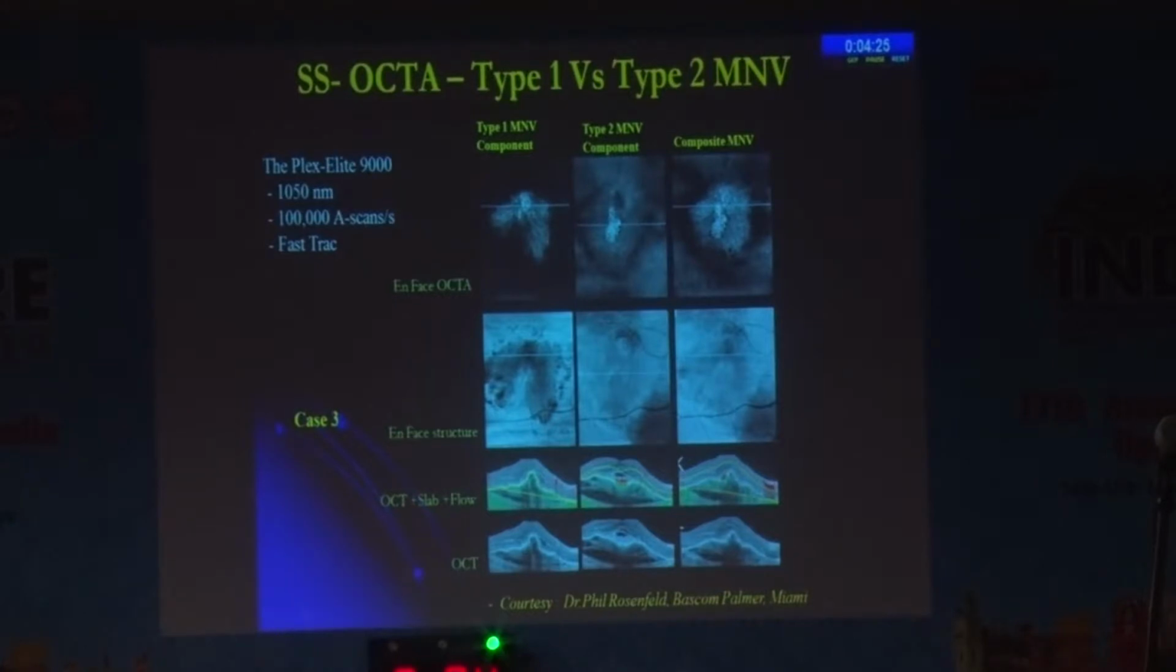This is an example of a patient with a very large type 1 or occult CNV component. You can see the entire extent here, and with a small nest of the type 2 MNV component, or the classic component above that, and the entire component here.